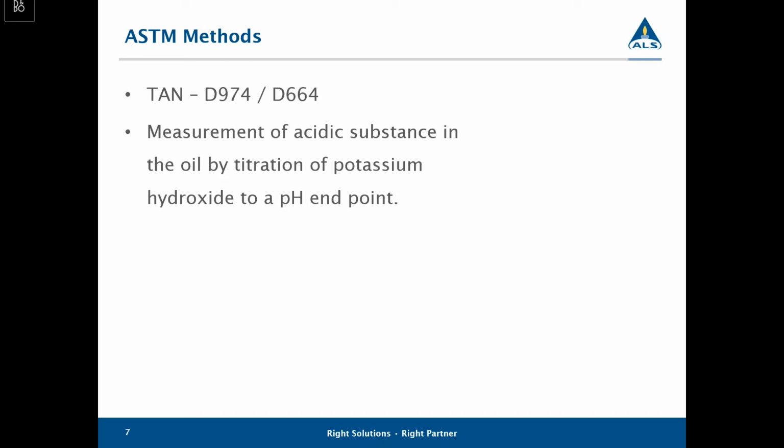So the total acid number is the measure of the acidic substance in the oil by titration of potassium hydroxide to a pH endpoint. So in Phoenix, we use potentiometric, and what we're doing is we're adding the opposite of the acid. And so what we do is we use potassium hydroxide, which is a fairly basic substance. We add it to the oil, which is diluted in a solvent, and we're measuring the change in pH. So we're looking at how much of that basic compound it takes to bring it to a certain pH point. And from there, you can determine the opposite of that, which is the acidic substance itself.